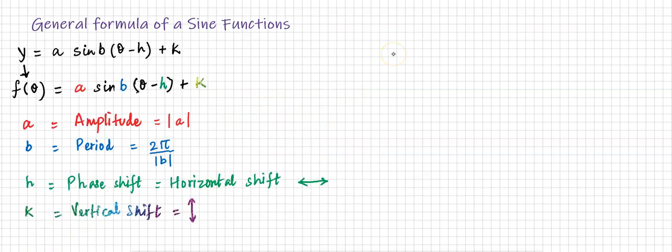So let's take an example. I'll change colors so that we can actually understand what's going on. Let's write y equals a, let's say a is 2, and then sine, it's a sine function, sine b, let's say b is 3, and then theta minus, let's say the value of h is pi by 2.